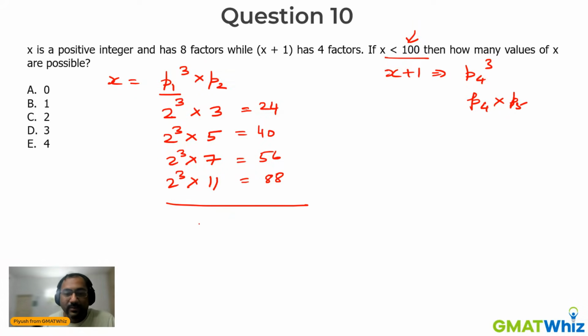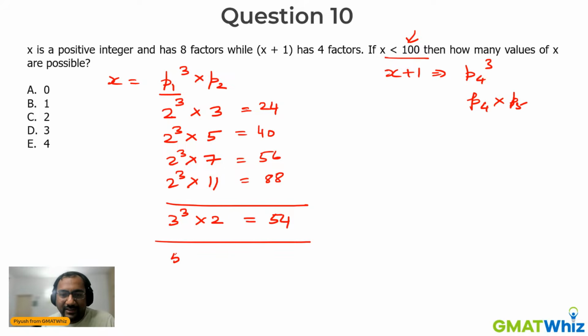Now I will try with p1 as 3. So if I do 3 cubed instead of 2 cubed, I am already coming to 27. Now what can I multiply with 27? And what prime number can I multiply with 27 and still keep it below 100? The only prime number that I can possibly multiply is 2, because the moment I multiply 5 with 27, it is greater than 100, right? So this number is 54.